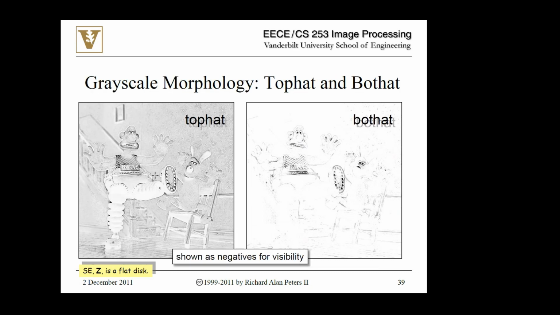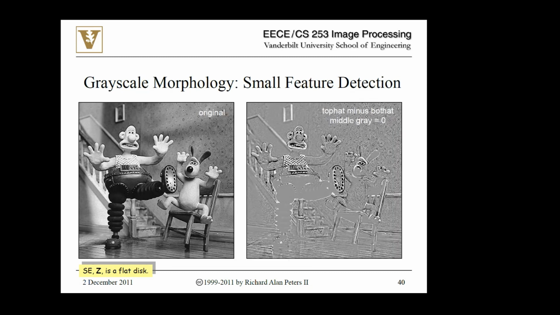Here we have the two top hats: one top hat is the bright points, the other top hat is the dark points. Now we can subtract the two, top hat minus top hat, and this should be a kind of edge detector. So now we have an edge detector that is non-linear.